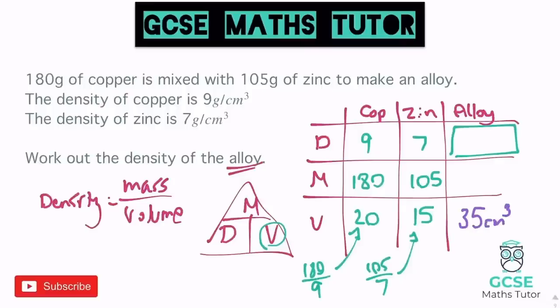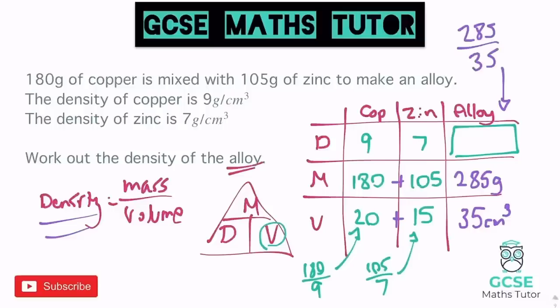And we can add masses together, so adding these two together as well. We can do 180 plus 105, which is 285 grams. And then we can finish this question off. It wants the density. Remembering density is mass over volume, so 285 divided by the volume, which is 35, and 285 divided by 35 gives us not a very nice number here, but we get 8.142857. It's actually a little recurring number there as well.